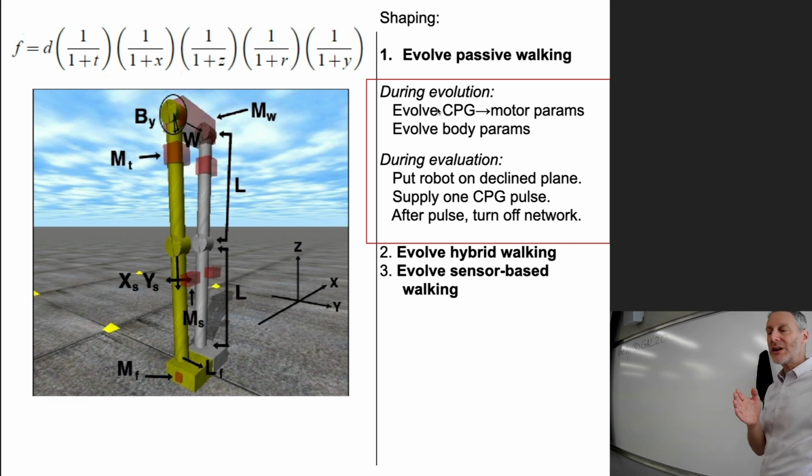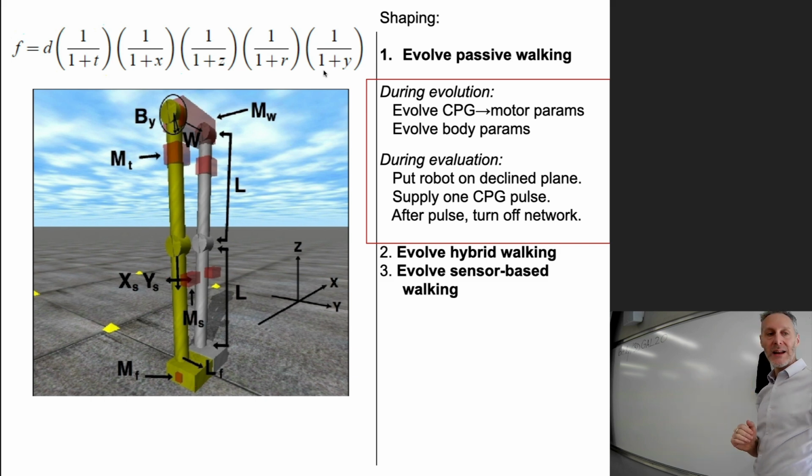Okay, so during evolution, evolve these 22 body parameters plus this subset of synaptic weights. And during the evaluation of each genome, during each simulation, put that particular robot at the top of the decline plane, allow 1 CPG pulse, turn off the network, and measure D, T, X, Z, R, and Y at the end of the simulation, assign fitness to that genome, go to the next one in the population, next.